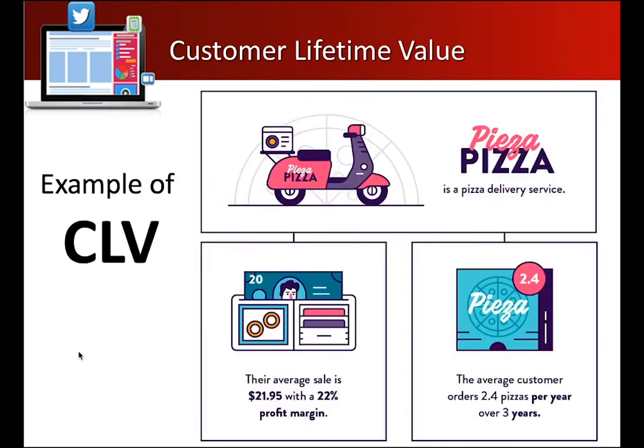So this is a pizzeria and their average sale is $21.95. That means the average value per each transaction is $21.95. And they have a 22% profit margin. And the average customer orders per year 2.4 pizza during a period of 3 years. So let's calculate the customer lifetime value for this pizzeria.